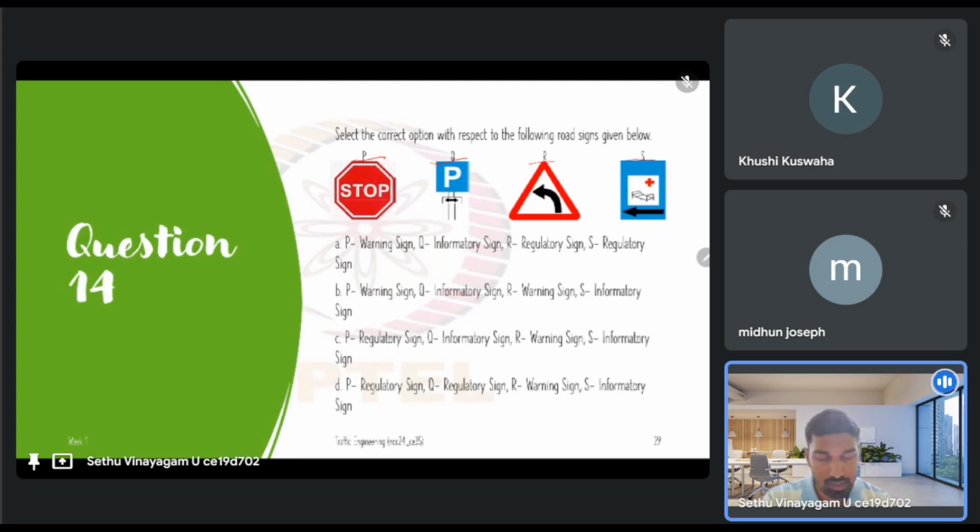And R is a warning sign. It warns drivers of a left turn ahead, so drivers will be more cautious that the road is going to turn. Therefore, R is a warning sign, and S is an informatory sign again, because it tells us about the presence of a hospital or some medical center in the vicinity. So P is regulatory, Q is informatory, R is warning, and S is informatory. So C is the right matching.